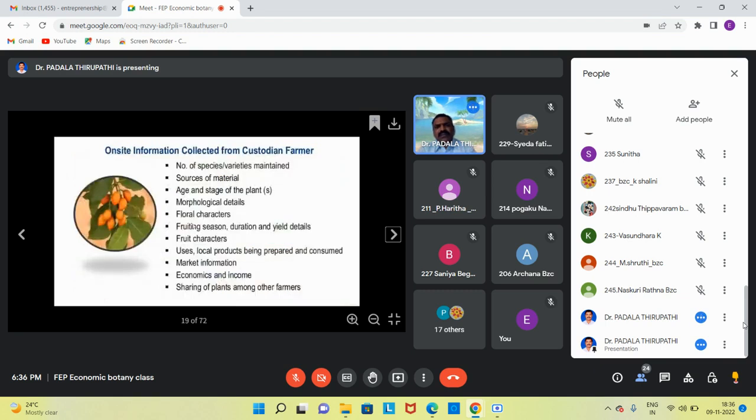Okay, and on-site information collected from custodian farmers. In this, custodian farmers are given proper importance. How many species are maintained, what are the sources of the material used, what are the ages and stages of the different plants, what morphological details are collected, which floral characteristics, which type of flowers, or which type of fruits were collected in that area.